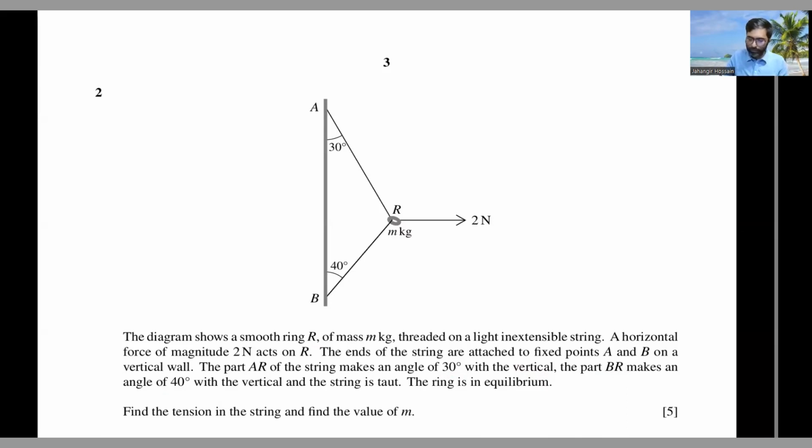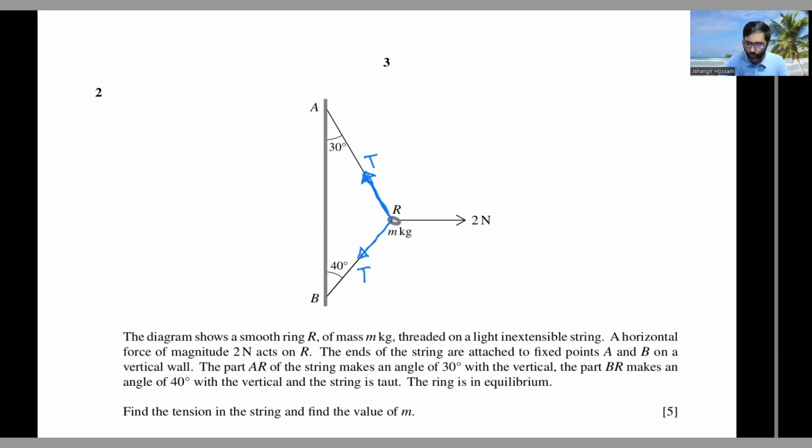Now, what is the significance of a smooth ring here? Don't tell me that it represents there is no friction. Okay, fine. There is no friction, but how do we use it here? Whenever a smooth ring or bead is threaded on a light inextensible string, the tension on both segments of the string will be the same. If it was a rough ring, then the tension would be different. So that's the significance of a smooth ring.